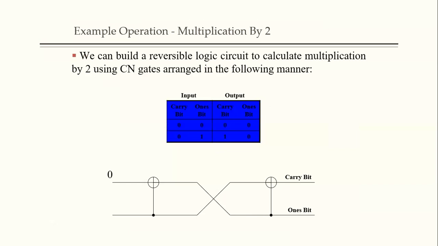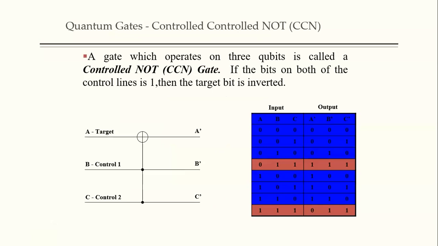See here, 0, then carry bit, ones bit by putting Hadamard gate. Now a gate which operates on 3 qubits is called a controlled-controlled NOT gate, CCNOT. The target will be 1 and the controls will be C and B. Similarly, that 0, 1, 1, and that will take the action.